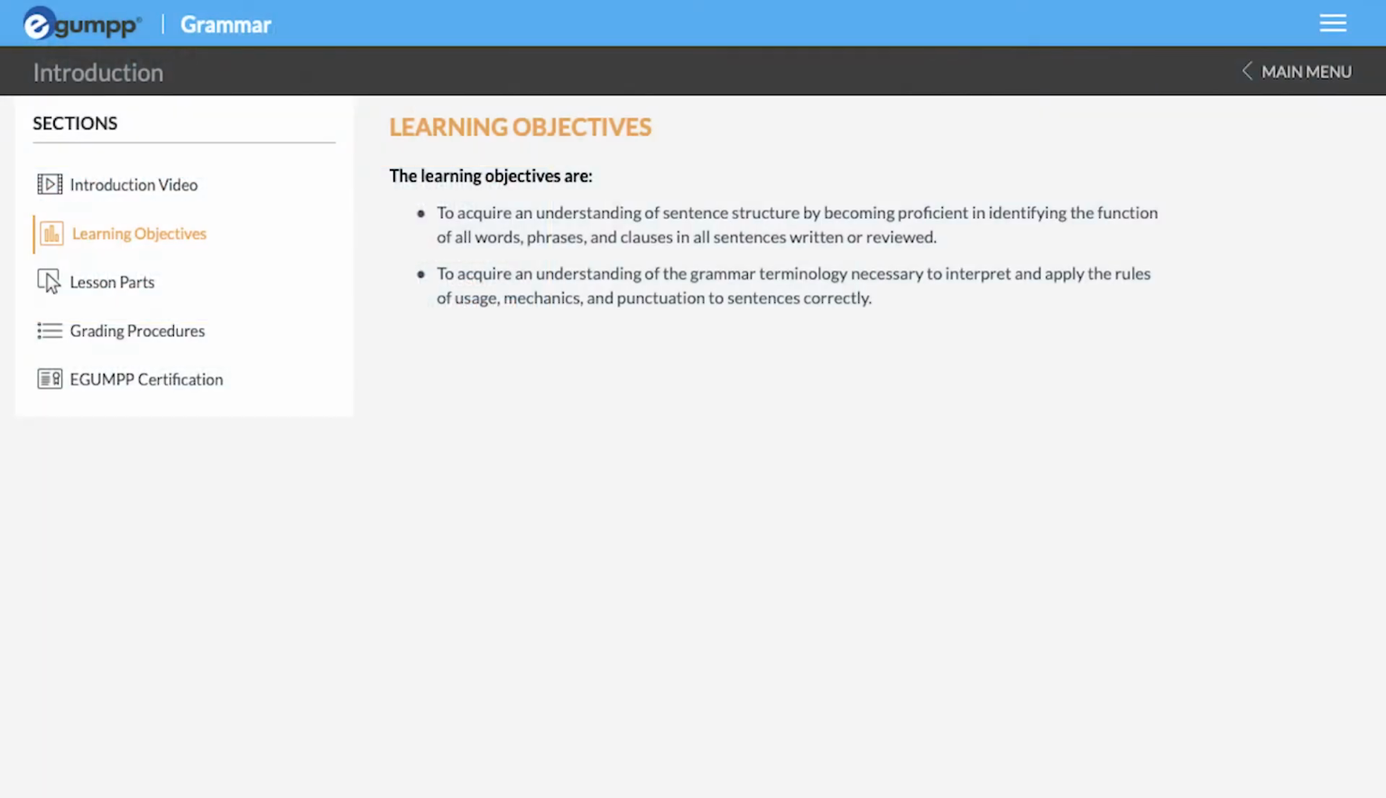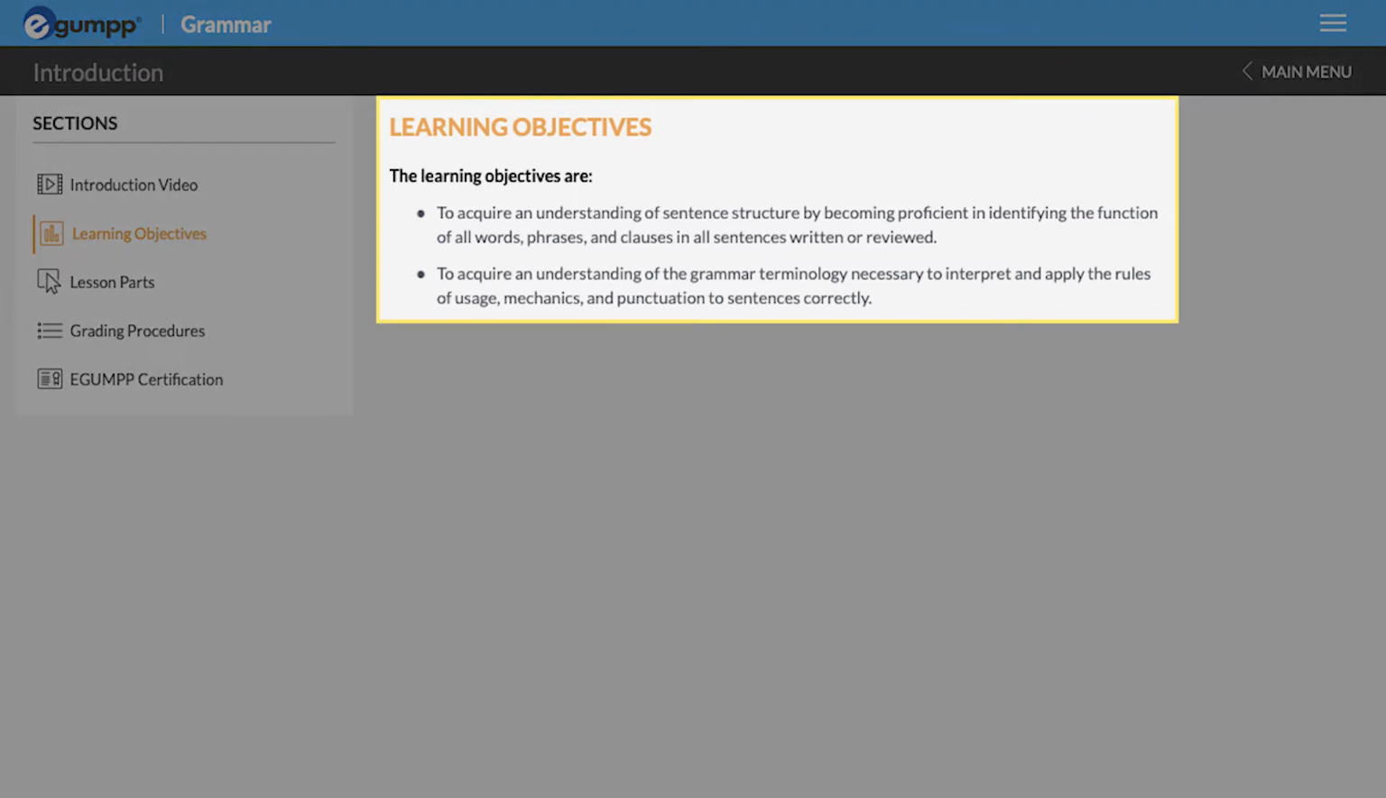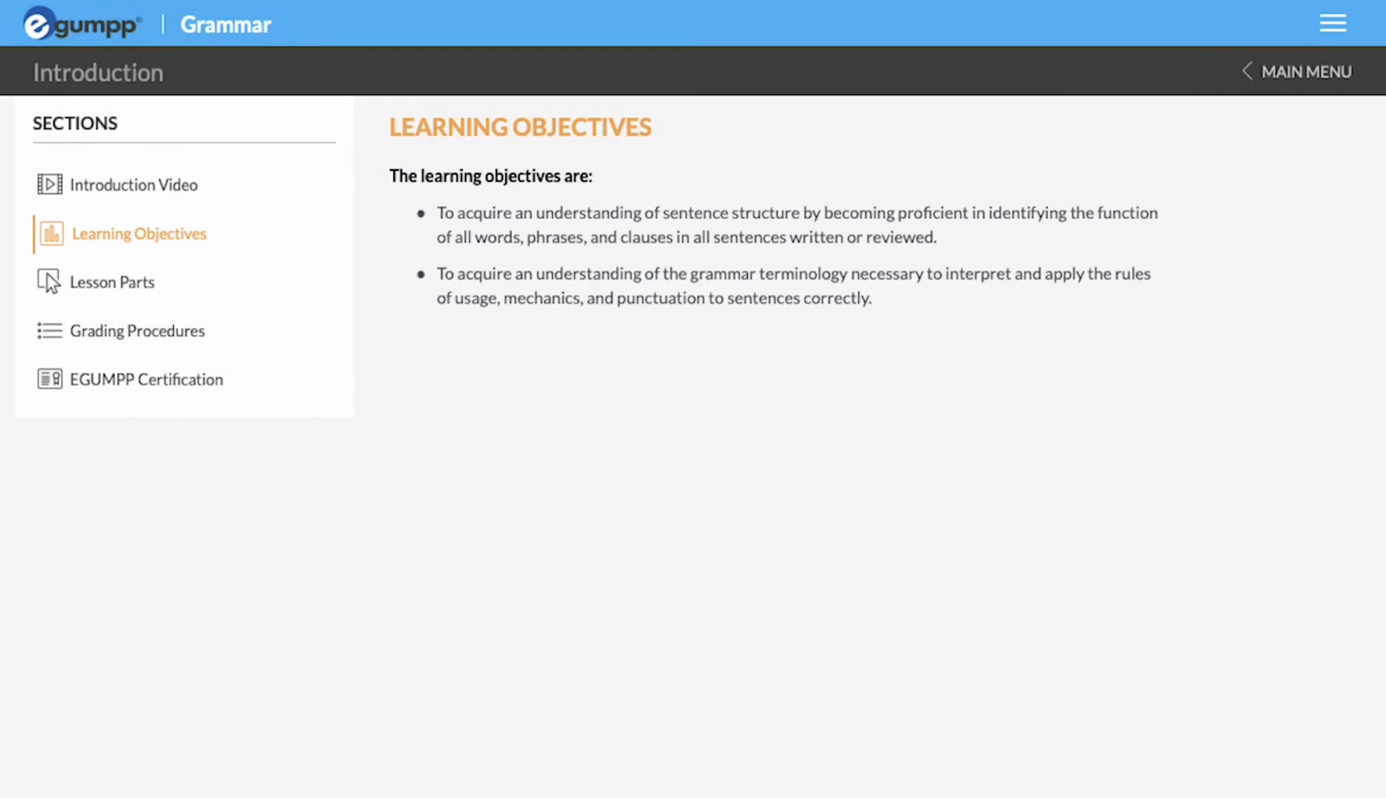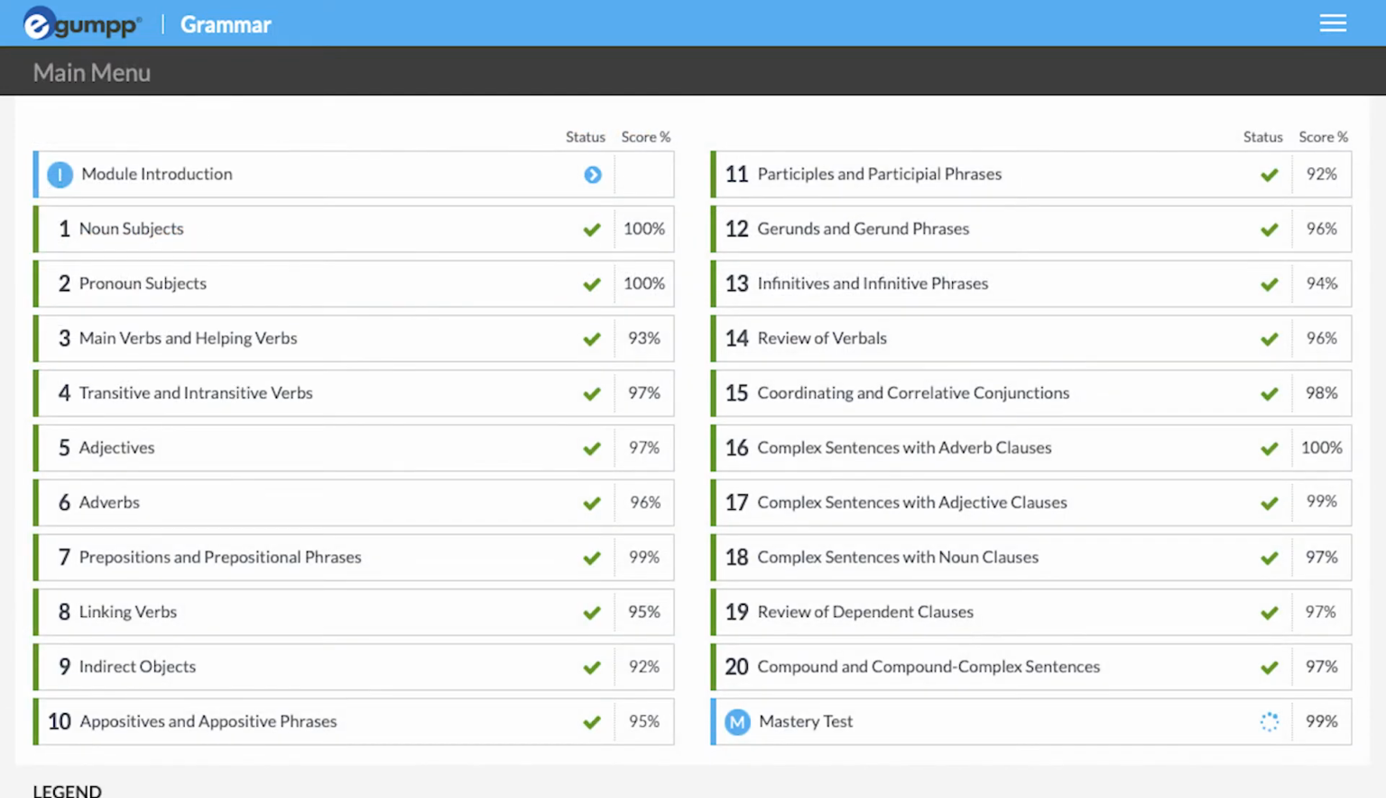The Module 1 learning objectives are to acquire a complete understanding of sentence structure by becoming proficient in identifying the function of all words, phrases, and clauses in all sentences that you write or review, and to acquire an understanding of the grammar terminology necessary to interpret and apply the rules of usage, mechanics, and punctuation to sentences correctly. The amount of time needed for you to complete Module 1 will vary depending upon your current understanding of grammar concepts. Module 1 uses a building block approach for learning sentence structure.